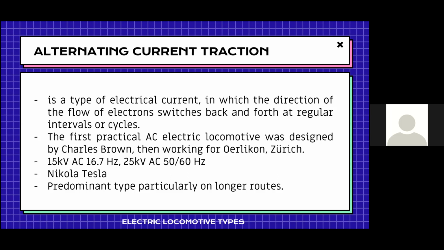Sa gastos naman po, sa AC, mas cheap yung mga equipments niya, pero mahal yung locomotives. Sa DC naman, mas mahal yung equipments niya, pero mura lang yung locomotives. Tapos yung pangatlo pong type, next po.